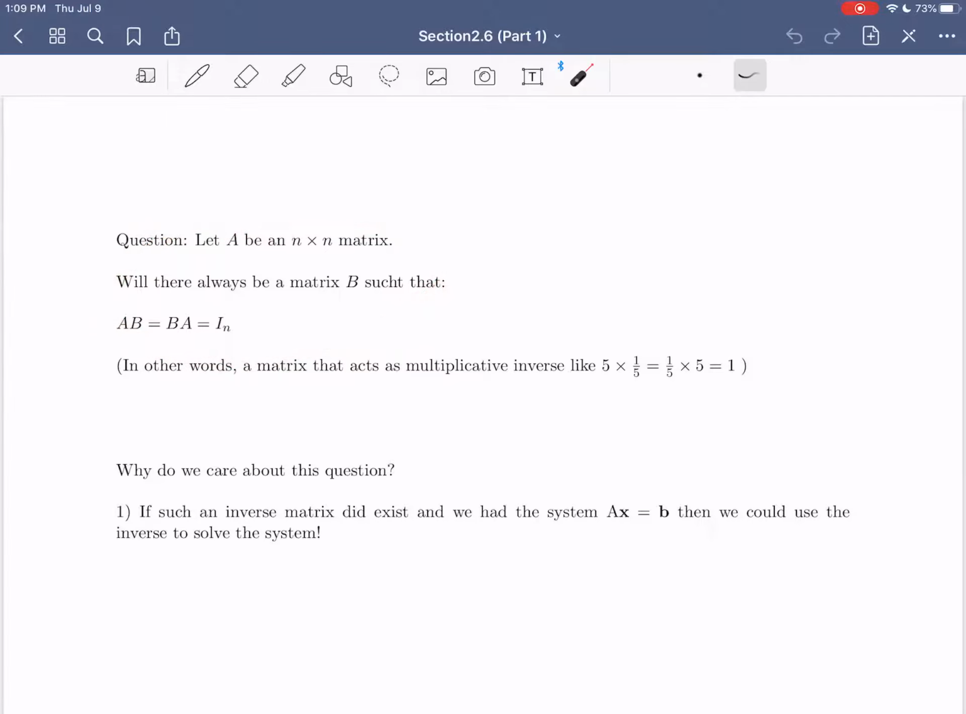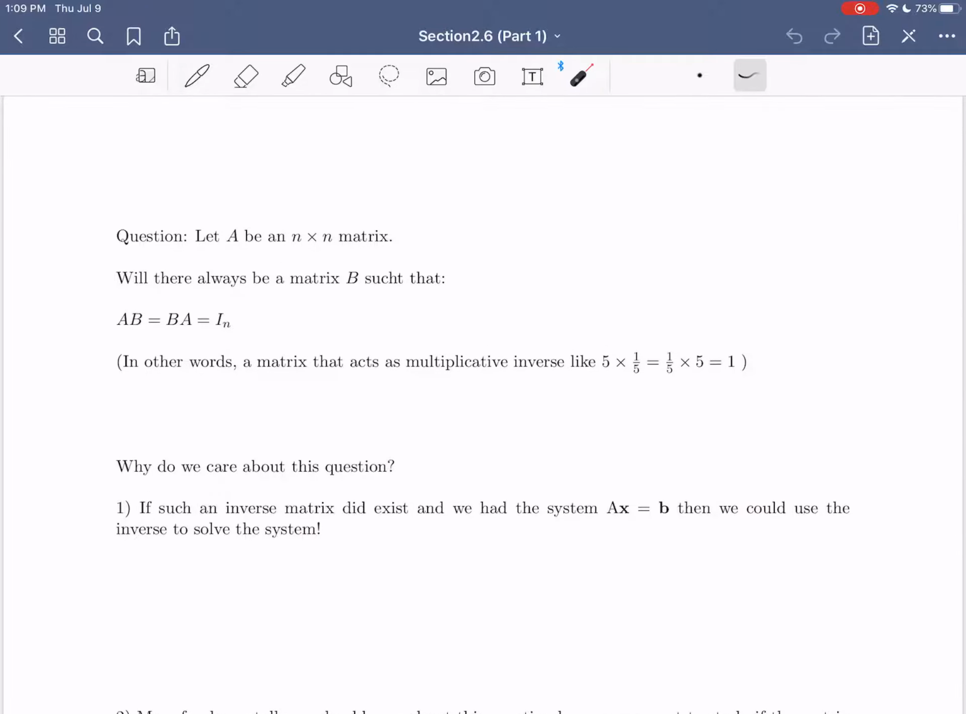So you might ask yourself, why do we care about this question? Well, we could make the argument that we care about this question because it's the next topic that we need to do for our course. But maybe we should give a slightly better answer than that. The first reason that we should care about this question is that it could help us solve systems. If such an inverse matrix did exist, and we had the system AX equals B, then we could use the inverse to solve the system.